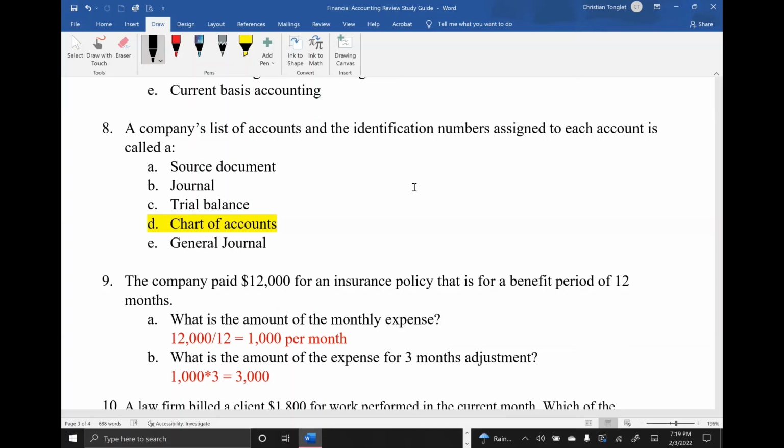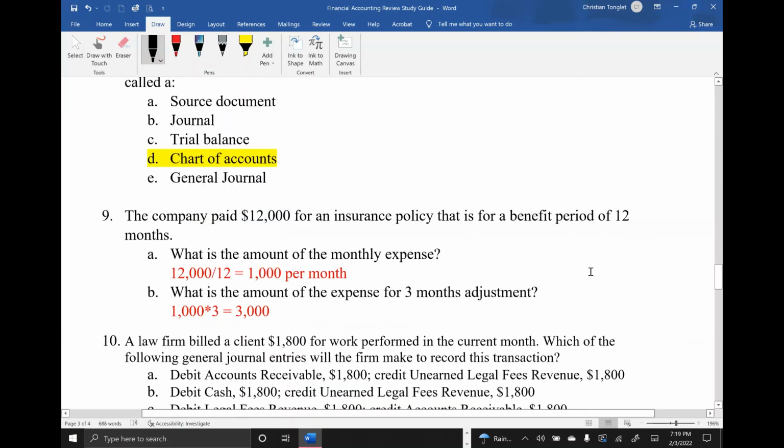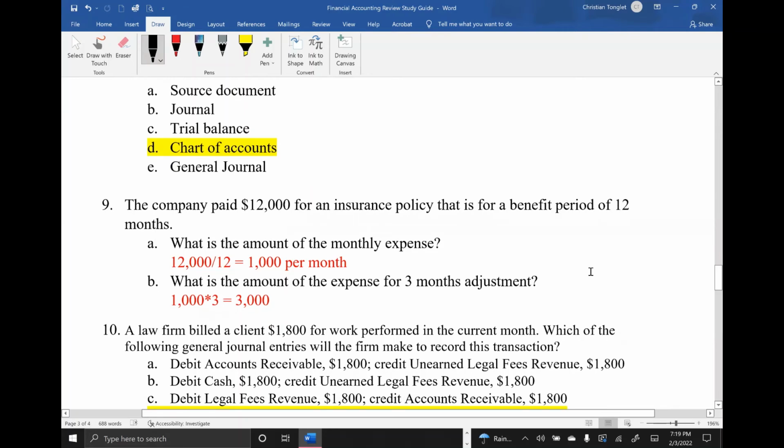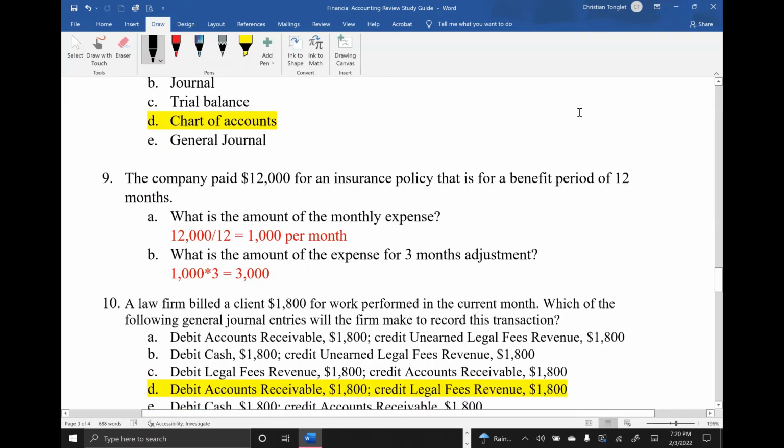All right, the company paid $12,000 for an insurance policy. It benefits 12 months. So we want to know, what is the expense? And remember, we walked through how to do that. 12,000 divided by 12 gives you 1,000 per month. What is the amount of the expense for 3 months? So obviously, if I just figured out what it is for 1 month, I can multiply it by 3 to get 3. So it should be pretty easy.